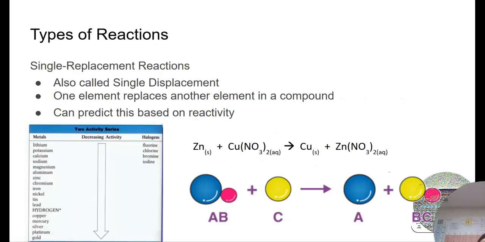Okay, the next type of reaction is called single replacement reactions. We also call these single displacement. Just to review, what happens here is we've got C sitting here on its own, and C says, hey, I want to cut in. And B says, okay, yeah, you can cut in. And now B and C over here are dancing with each other, and A is left on its own.